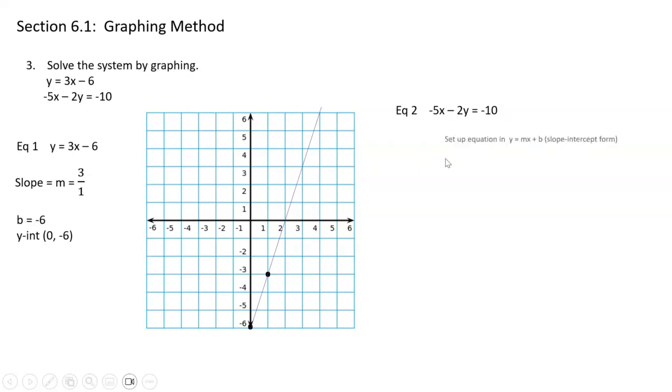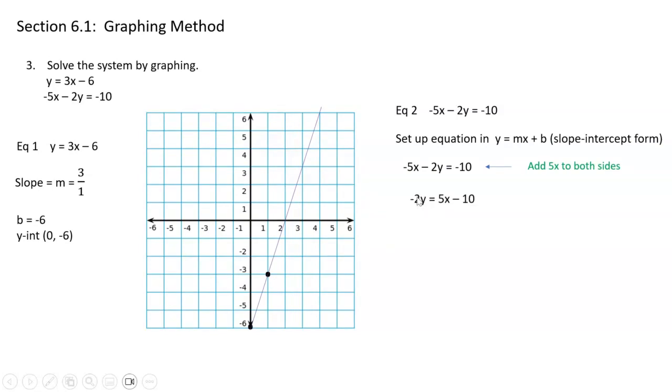Equation number 2, if we want to graph by using the slope-intercept form, is not in proper form. So I need to rewrite it. I'm going to add 5x to both sides, which will give us negative 2y equals 5x minus 10. Then I'm going to divide both sides by negative 2. That will give us y equals negative 5 over 2x plus 5.